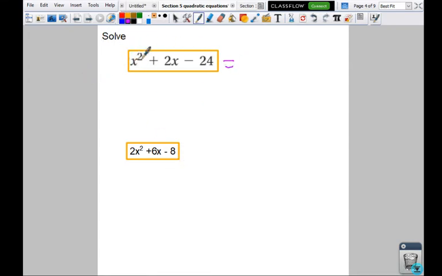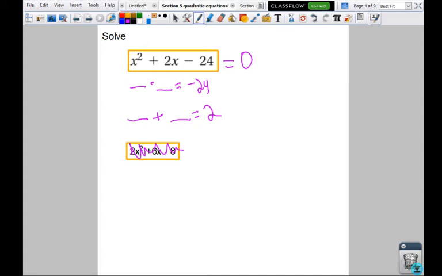One thing I forgot to do on this one, though, is I forgot to say equals 0. For everything we do today, it should be equals something. So I forgot to put equals 0 on this problem. I'm going to solve this. So my first thing I need to do is factor it. What times what equals negative 24, and adds up to positive 2?